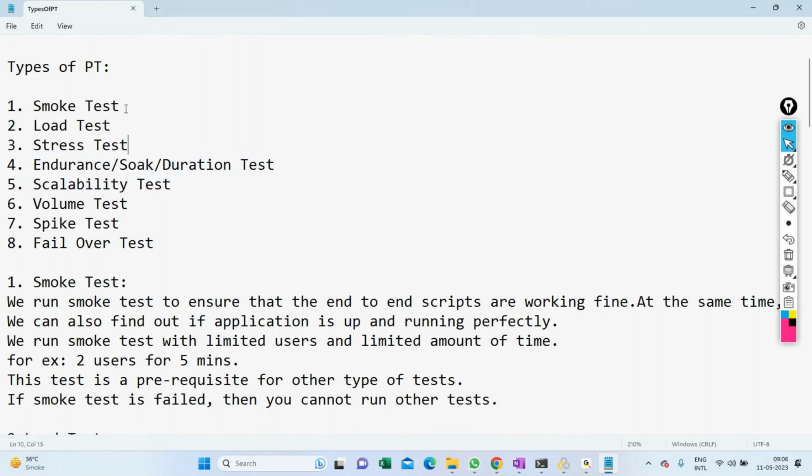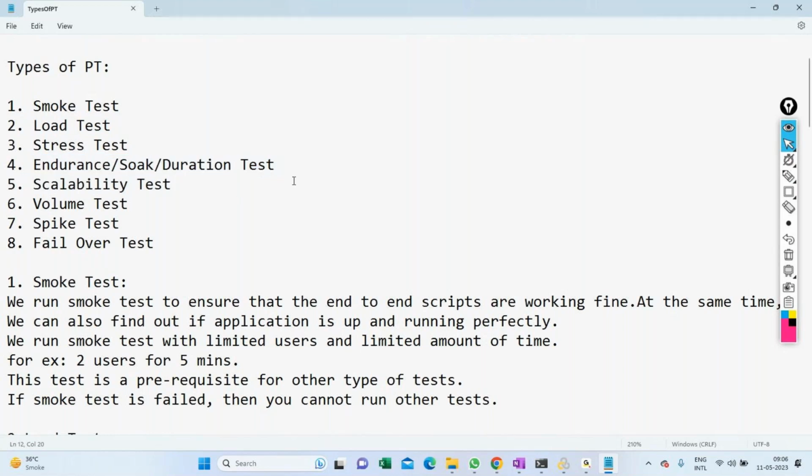The smoke test is common. I mean, it's not something specific. You have to run it anyways. So the common types of tests that we suggest for every application are load testing, endurance testing, and scalability testing. These three are the common types of tests that we suggest for every application. If the client is not suggesting anything, you have to suggest these three: load, endurance, scalability.